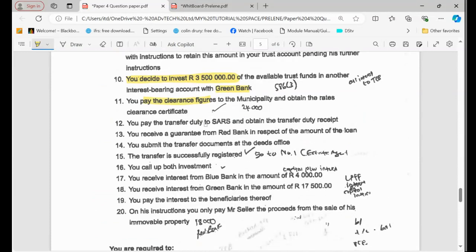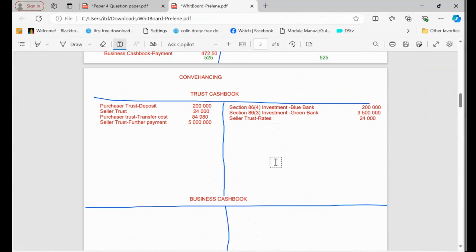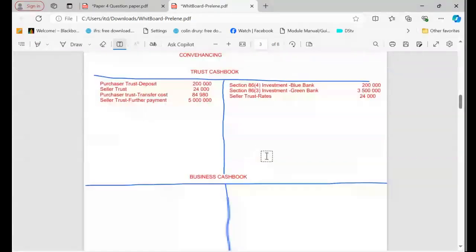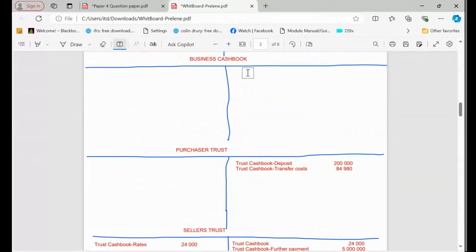No problem. You pay the transfer duties to SARS and obtain the transfer duty receipts. These are some of the disbursements that we have. So where will I pay this from? Business. Business, I like that. But let's just go and pay first from the business here. We just record here and say we are paying here. Obviously, the purchaser is responsible for that. Okay. No, business, sorry.